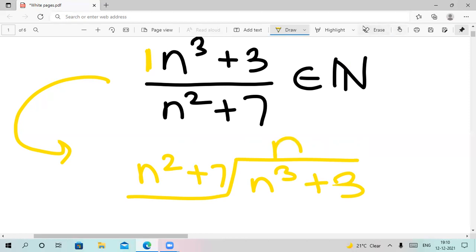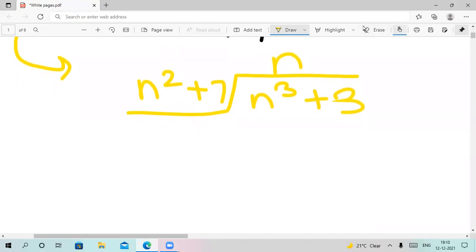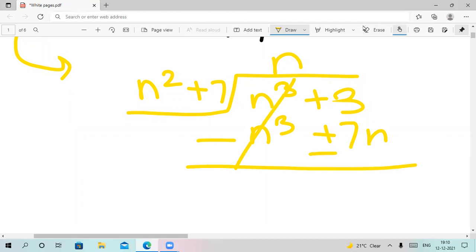I'm simply multiplying here by n, as you can see. So it will be n cube plus 7n. Then I subtract, this cancels out itself, and it will be 3 minus 7 times n. So this is the resultant that we need to get from here.